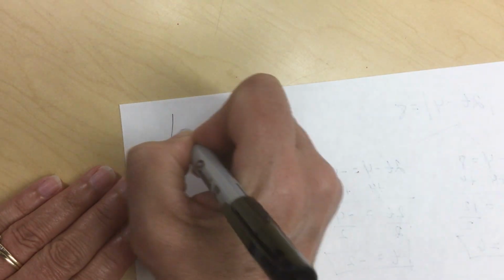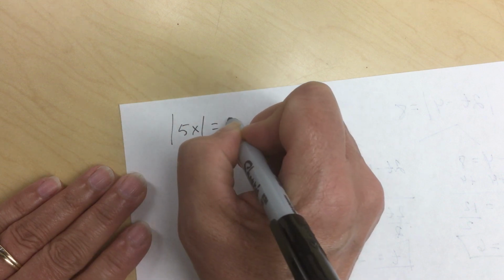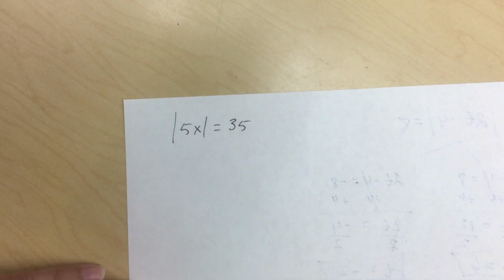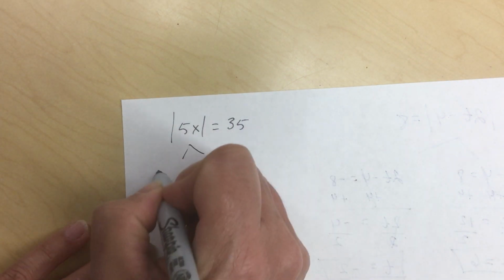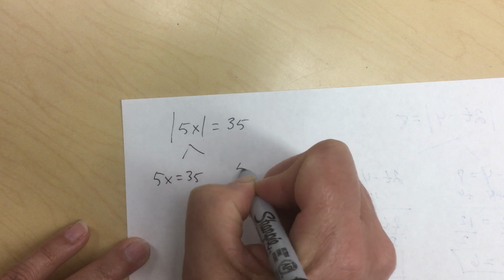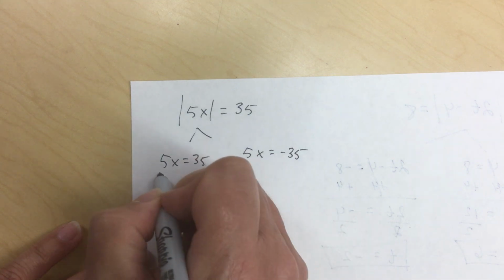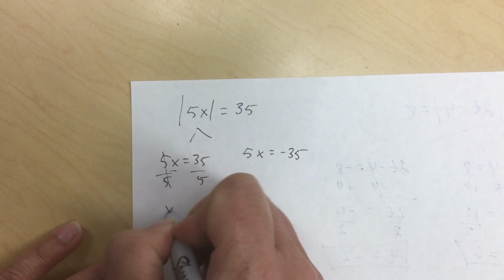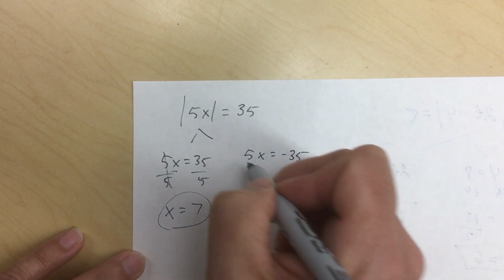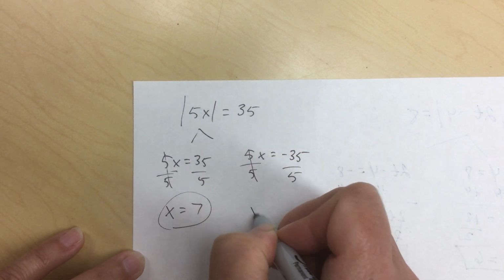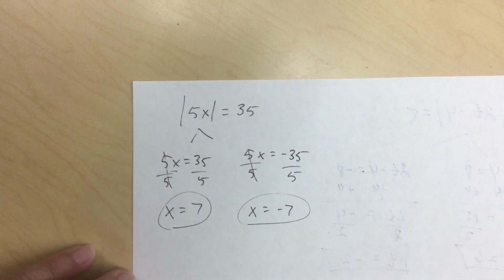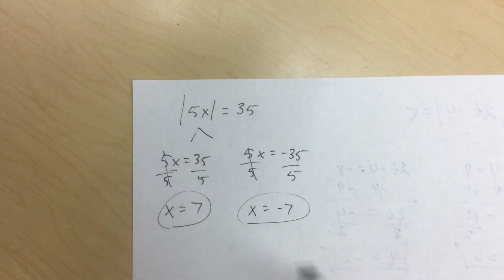Sometimes you will have ones like this. Absolute value of 5x equals 35. Okay? So you break that up into 2. 5x equals 35. 5x equals -35. So when you go to solve this, you divide by 5, and you get x equals 7. And when you come over here and divide by 5, you get x equals -7. So sometimes your answer will be the same number, just with different signs. Like you might get 2 and -2, or 7 and -7. Usually you'll get different answers.